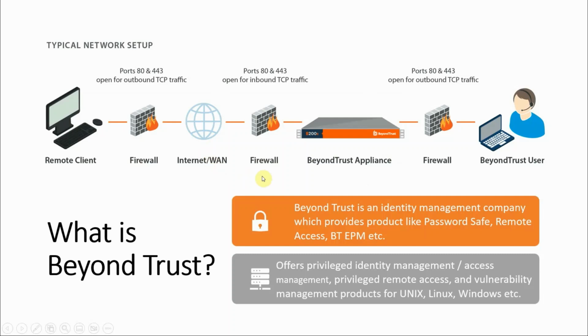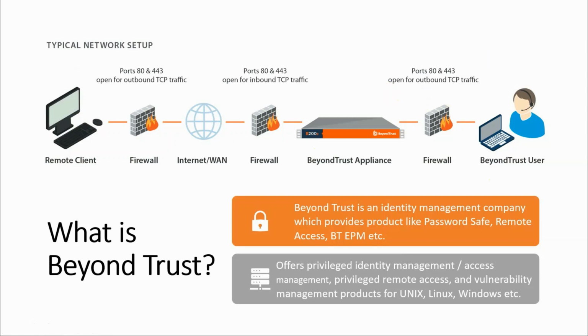So it offers both, and this is the common architecture and workflow of how users will be accessing the remote client or their target machines. So this is the BeyondTrust user. First, you need to log in using the BeyondTrust URL, and there it will have the internal firewall and the traffic. You can see these are the ports which are required to be open.